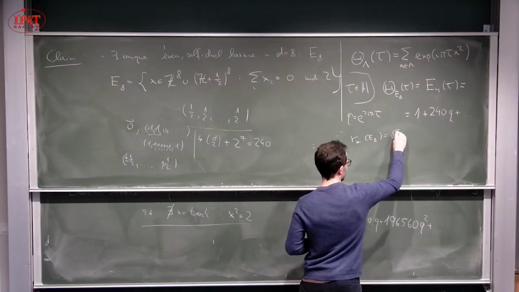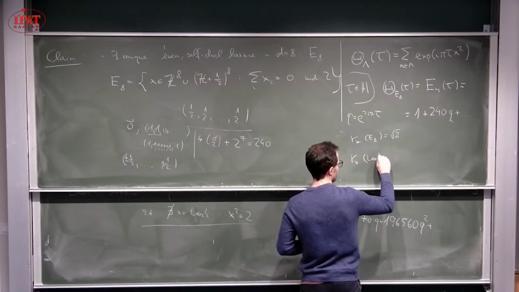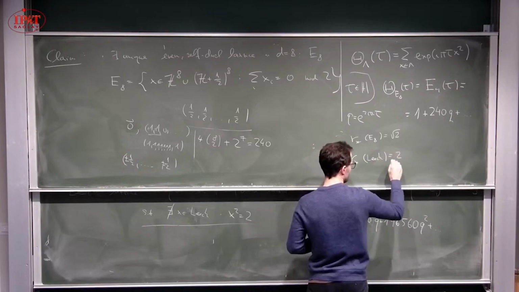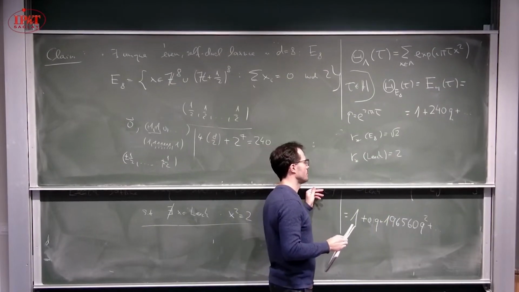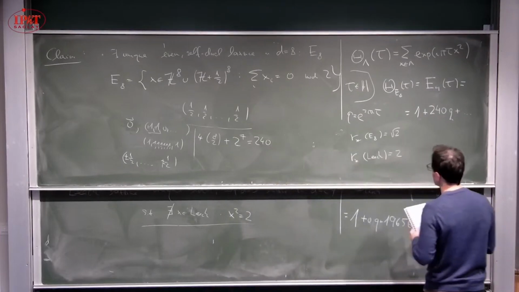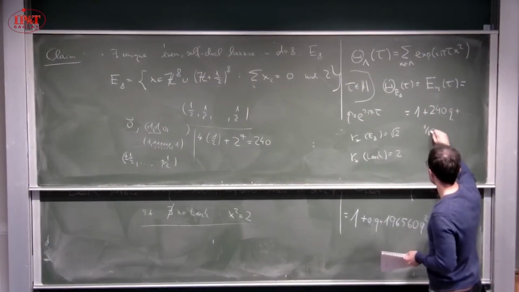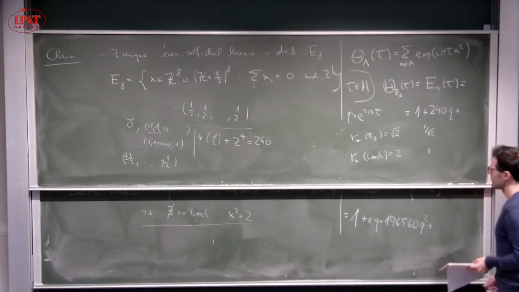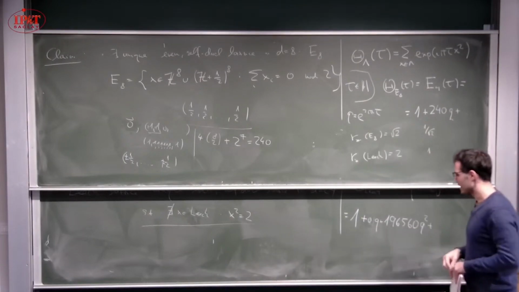is square root of 2, and for the Leech lattice it's 2. The volume of the unit cell is 1. So the sphere radii would be in this case 1 over square root of 2, and in this case 1. From this you can compute the density of the corresponding packing.